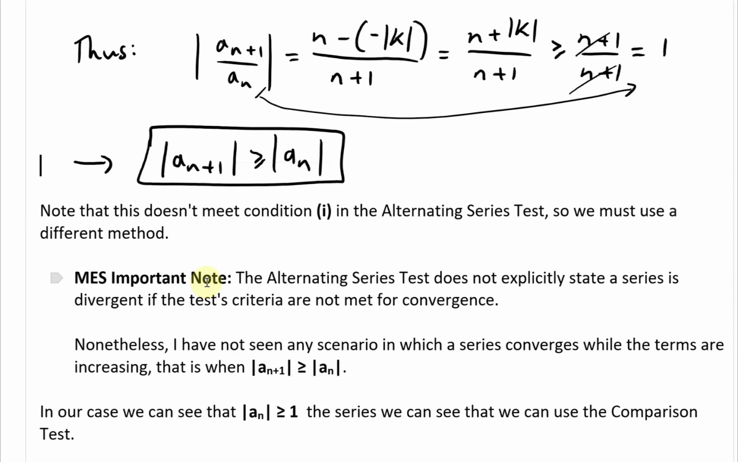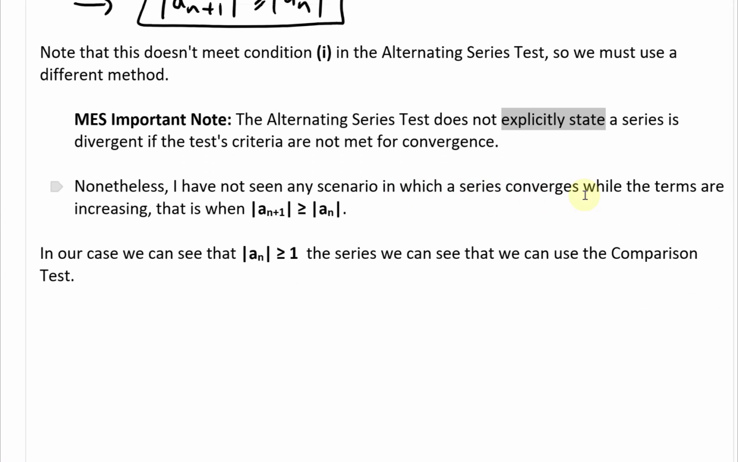So, an important note: the alternating series test does not explicitly state a series is divergent if the test's criteria are not met for convergence. Nonetheless, I have not seen any scenario in which a series converges while the terms are increasing. That is, when the absolute value of an plus 1 is greater than or equal to an.